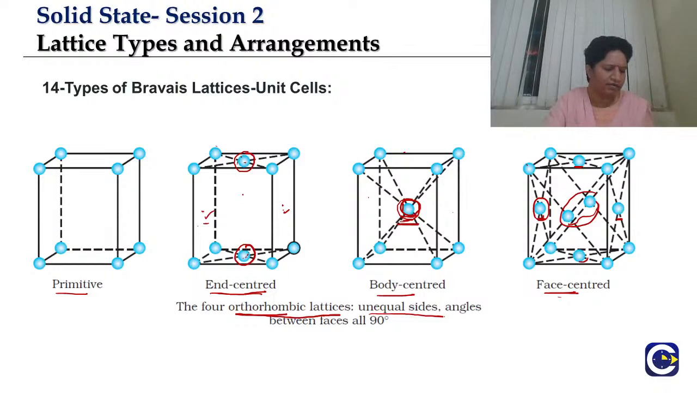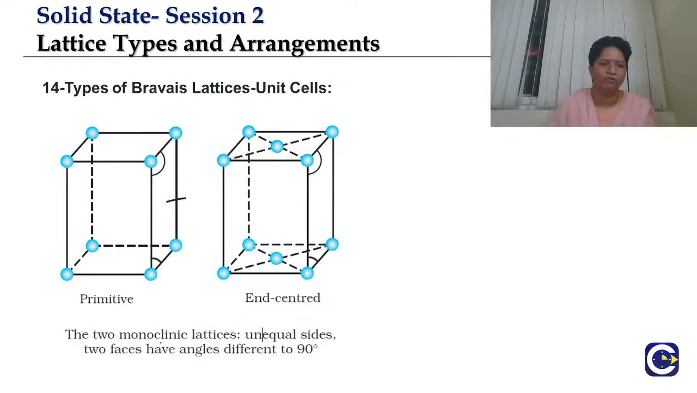Fine. Let's continue. Then monoclinic: how many types do we have? All unequal sides. Two faces have angles different from 90 degrees. The angles are shown. What types are there? Primitive and end centered. If you look at the angles, this angle is different here, the same thing. This angle is different. They have different angles. So what are the different types? Primitive and end centered.